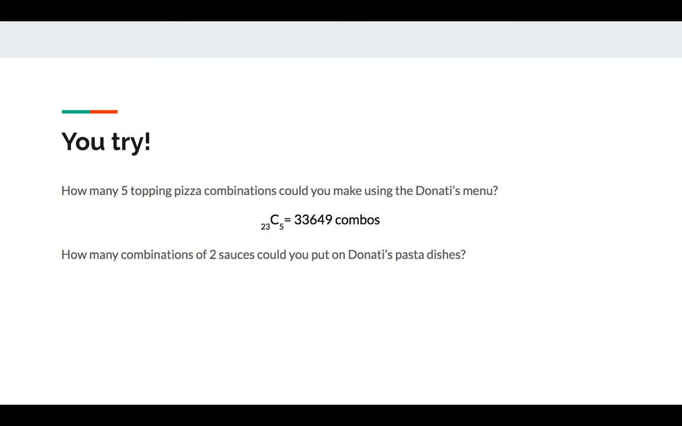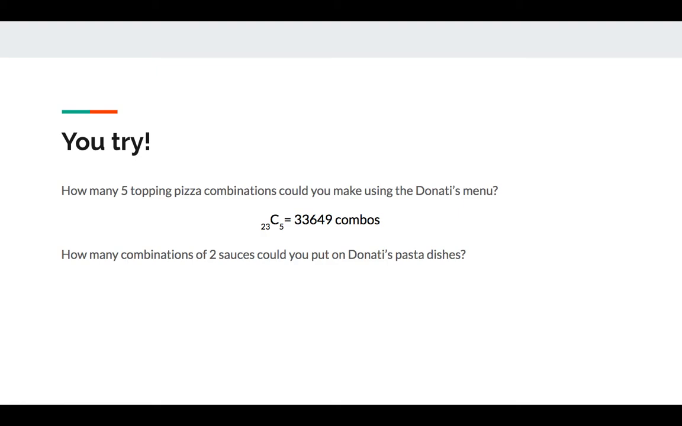Now, depending on how you counted, last time I looked at the menu, I counted 23 different toppings that Donati's offers. So there are 33,649 5-topping combinations you could make. And that's just the 5-topping combinations. That doesn't go through more.